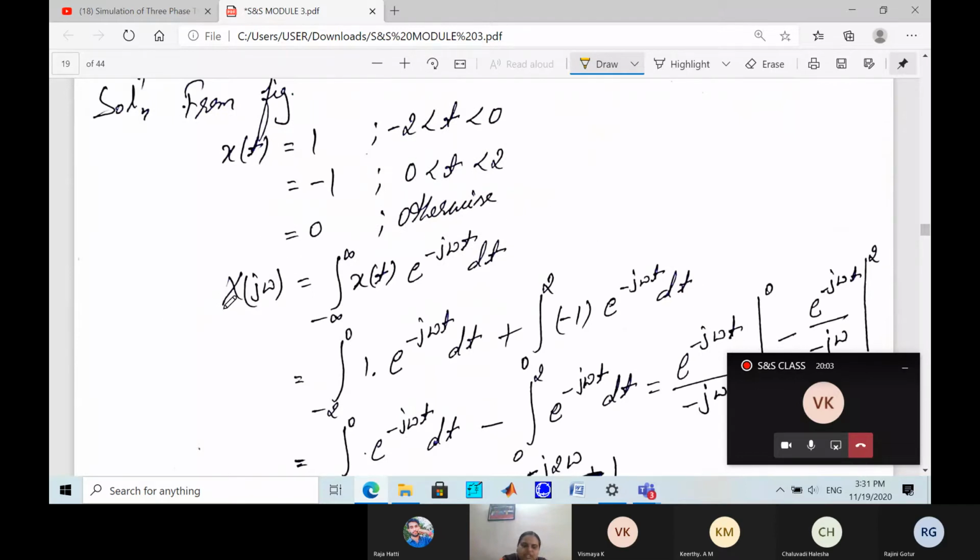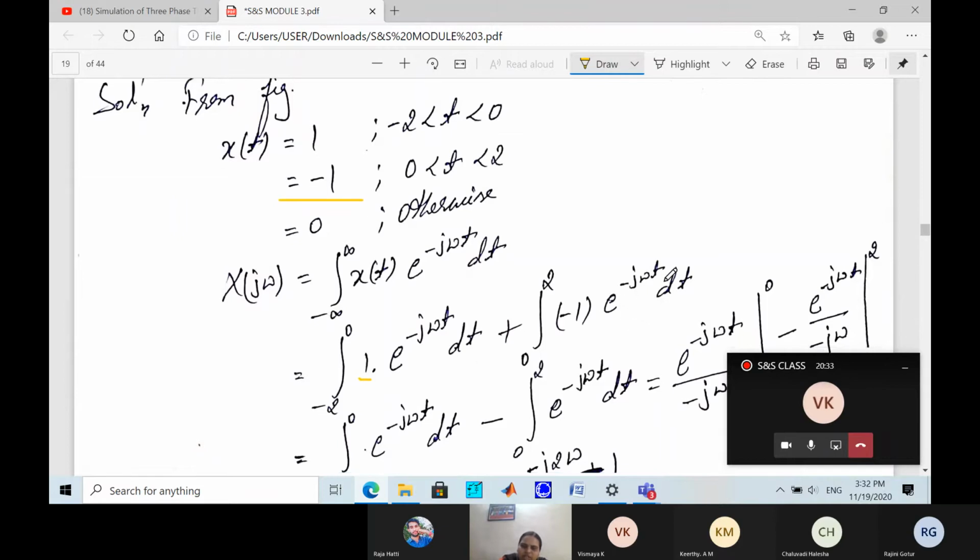Then use the equation, that is X of j omega is equal to integration from minus infinity to plus infinity x of t e raised to minus j omega t dt. Then go with the limit from -2 to 0. What is x of t? It will be 1, then e raised to minus j omega t dt, plus, for the next limit from 0 to 2, it will be -1 e raised to minus j omega t dt.